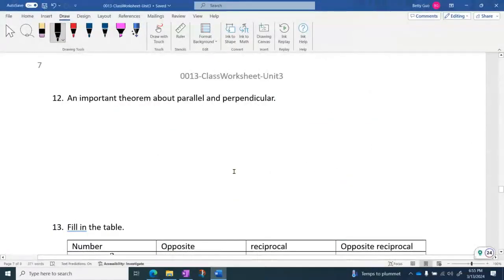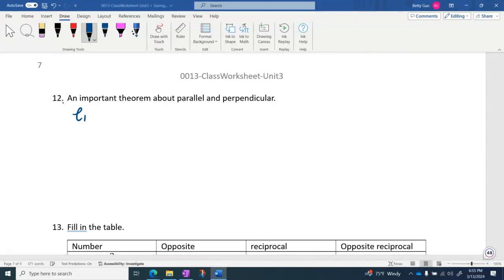All right, let's move to number 12. What do we do for number 12? Number 12, we are going to learn a theorem. We are not going to prove it. We just need to know what it is. We don't care about why. We just need to know what it is and how to use it. So this is the theorem.